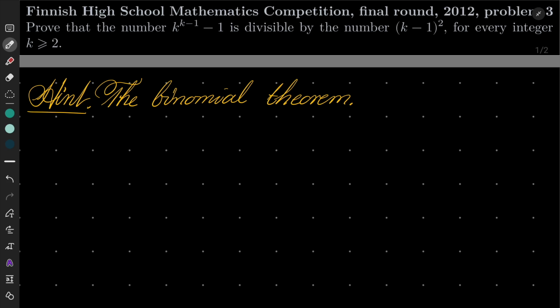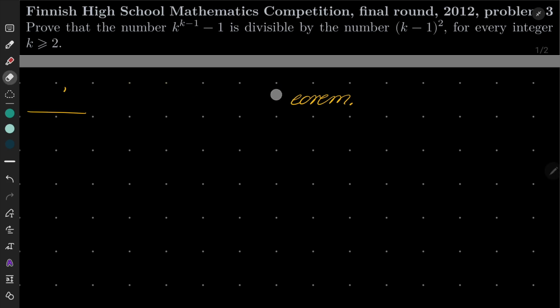So my hint for this problem is probably a classic application of the binomial theorem. Give it a try and see you in a moment. Okay, so I hope that you tried to solve it.